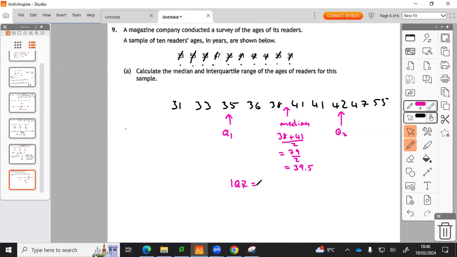So interquartile range is Q3 minus Q1. 42 minus 35, that's 7. They've just asked for the interquartile range. That's nice.